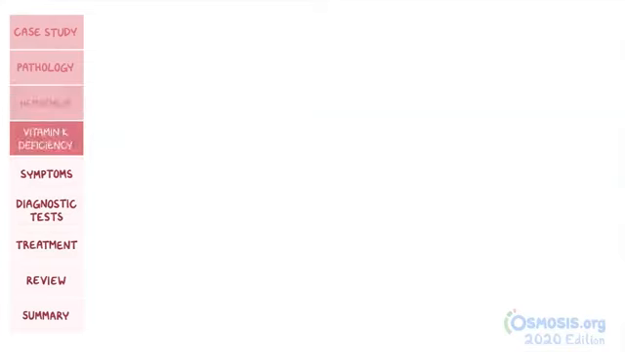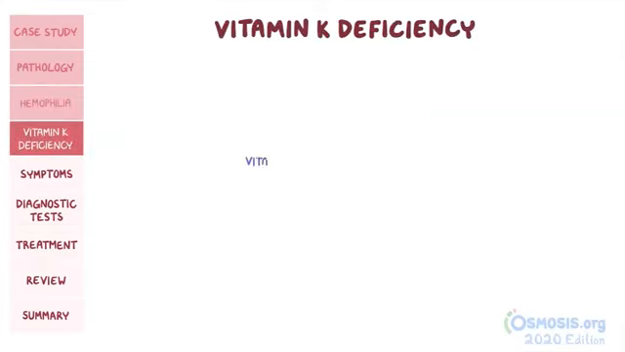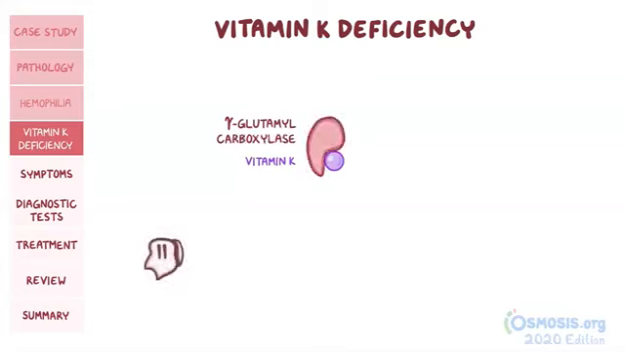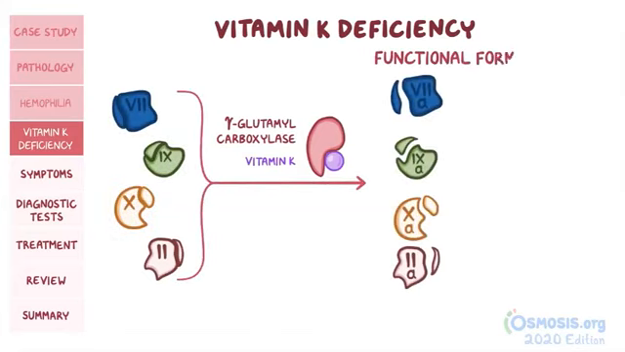Alright, on to another coagulation disorder, vitamin K deficiency. Vitamin K acts as a cofactor to an enzyme found in the liver called gamma-glutamyl carboxylase, which converts the non-functional forms of coagulation factors 2, 7, 9, and 10 into their functional forms.